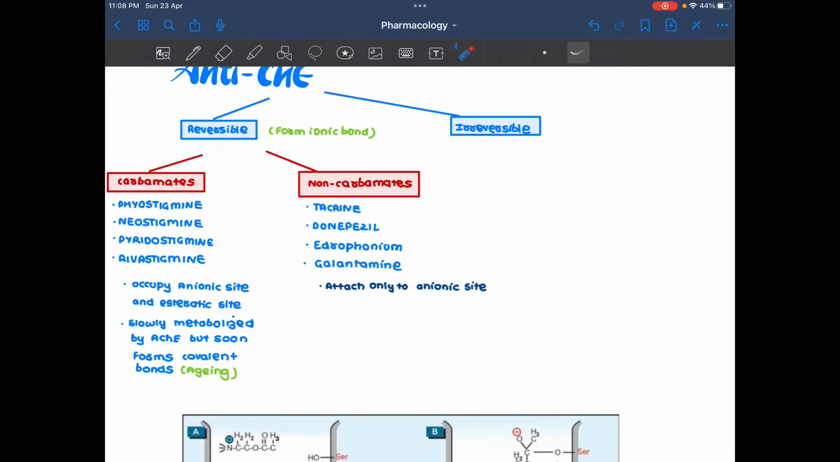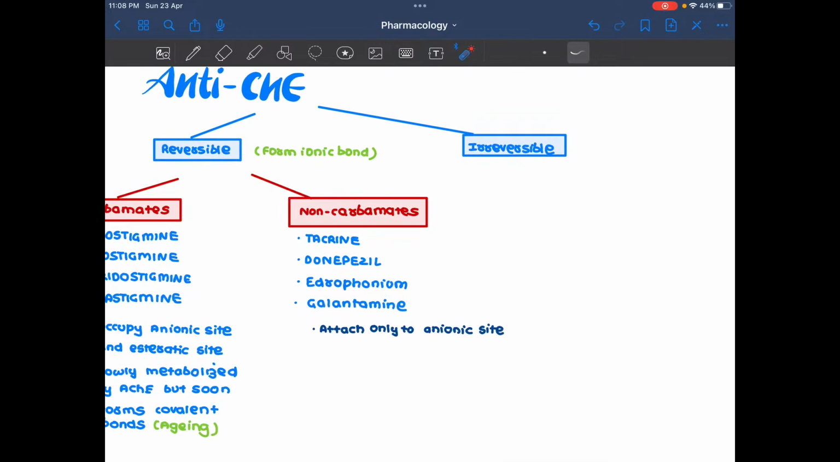Which ones are carbamates? We have physostigmine, neostigmine, pyridostigmine and rivastigmine. Okay? Just like carbamates, they're going to occupy the anionic and the esteric site both. And in case of non-carbamates, we're going to have these drugs which are tacrine, donepezil, edrophonium and galantamine. Okay, these are our non-carbamates. But what's special about them? They're going to only attach to the anionic site.